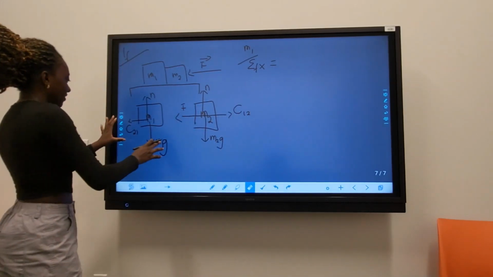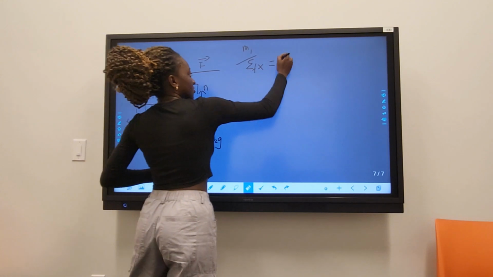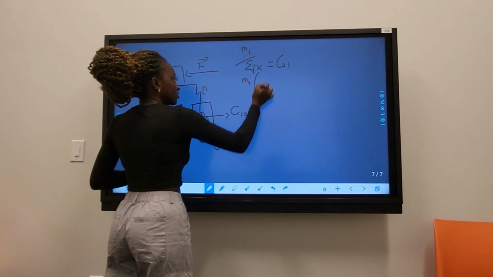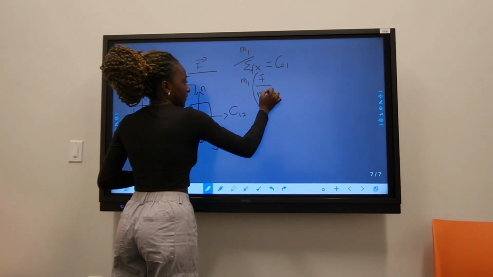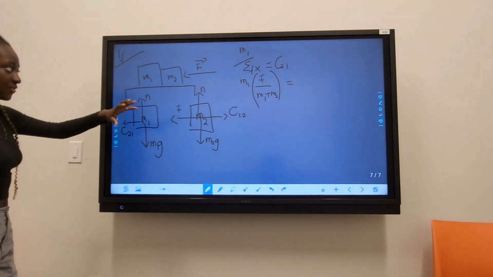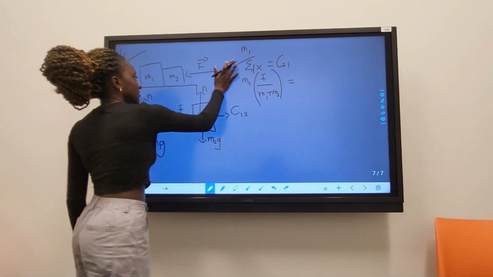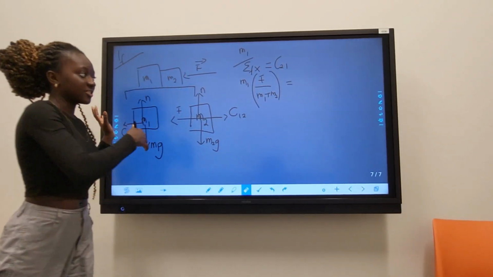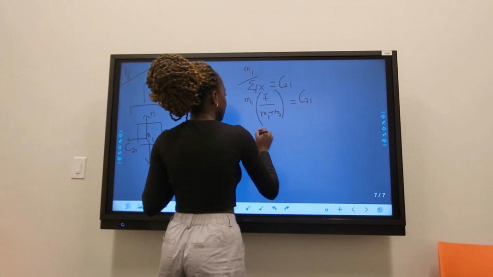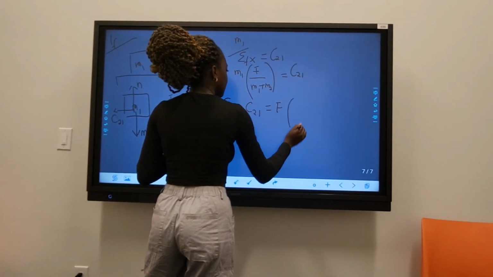So for M1, the summation of Fx is equal to C21, because that is the only force in the x direction. So C21 equals M1 times F out of M1 plus M2. And this is because the acceleration doesn't change, even though we have the force acting in a different direction now. Acceleration is still the same, except it changes in direction; it has the same magnitude. So C21 is equal to, let's take F out, F M1 over M1 plus M2.